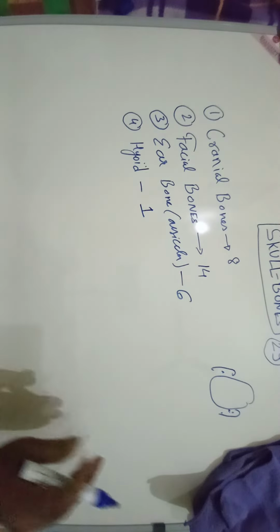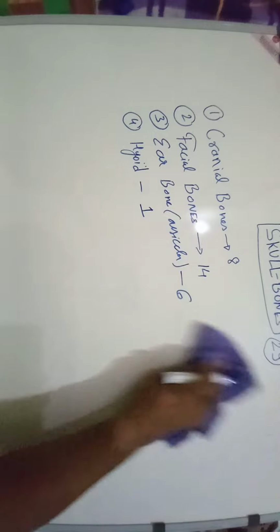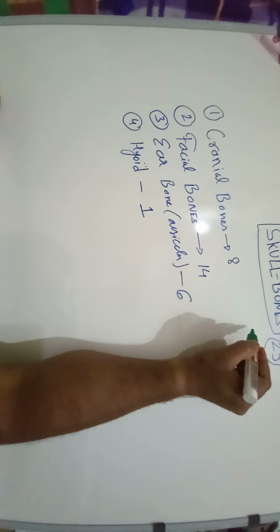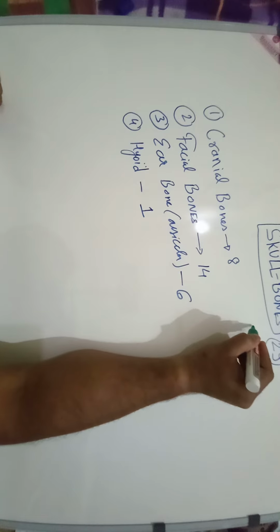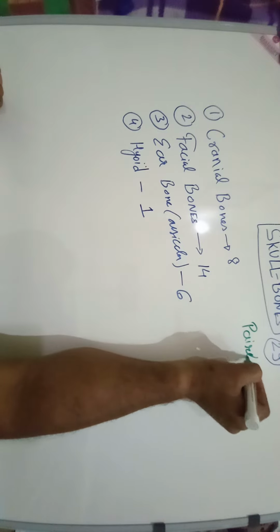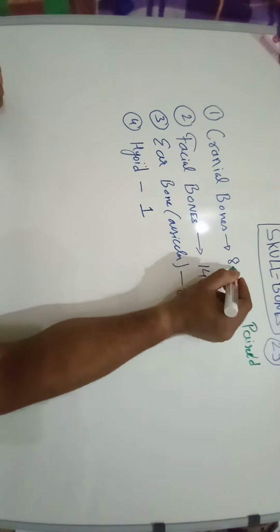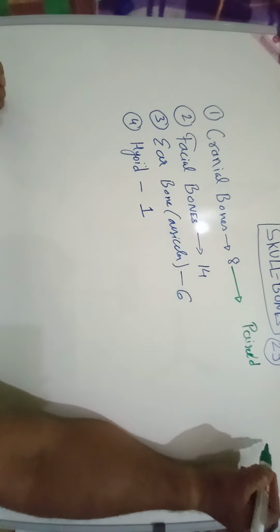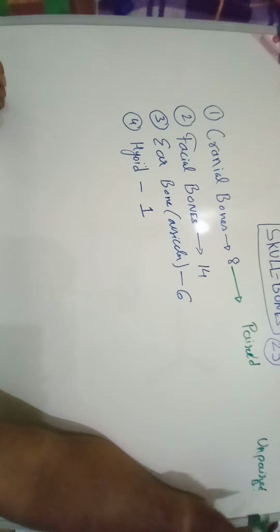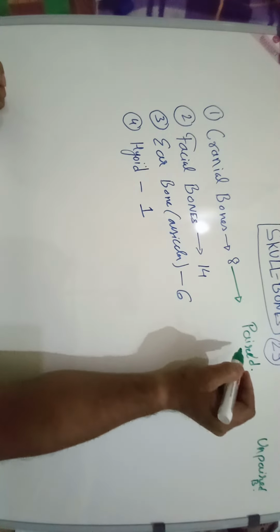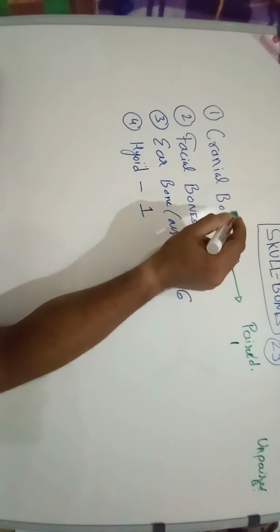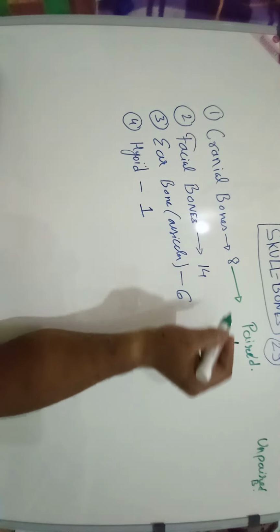And how will we differentiate the bones? Cranial bones: some bones are paired, some bones are unpaired. First we will talk about paired bones. Paired bones and unpaired bones. In cranial, we are talking about cranial, composed of 4 types of bone.